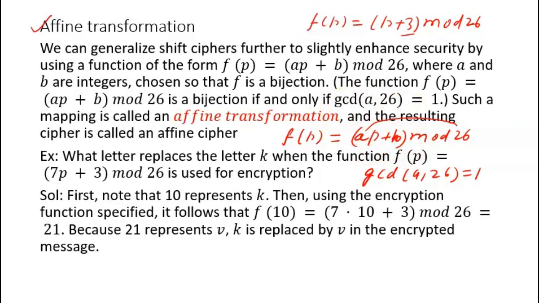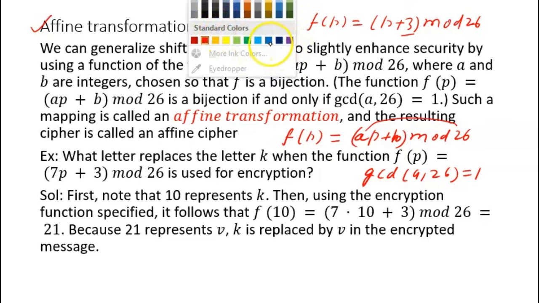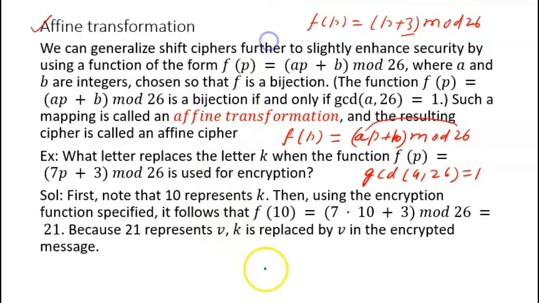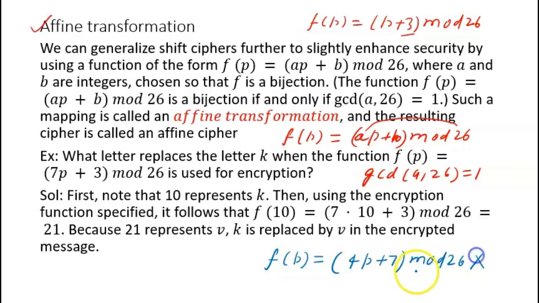So what I'm trying to tell you is that if you use any random function, that may not necessarily be an affine transformation. For example, if some student is using the function f(p) is equal to 4p plus 7 modulo 26, this will not be an affine transformation. Why? Because if you take the GCD of 4 and 26, it is equal to 2, which is not equal to 1. So we can't take this as an affine transformation.